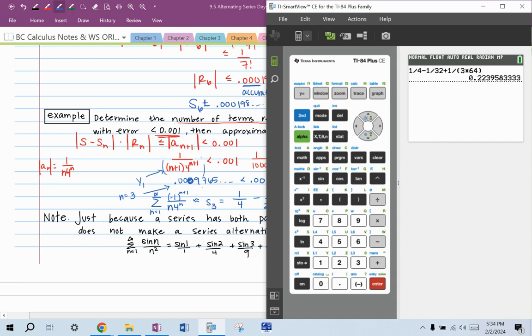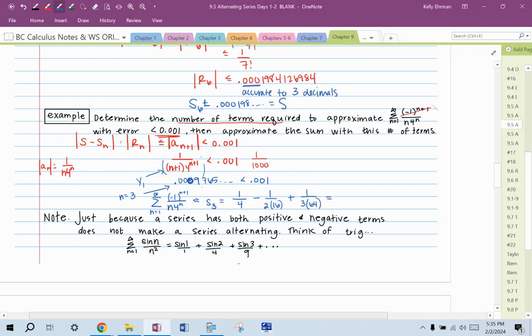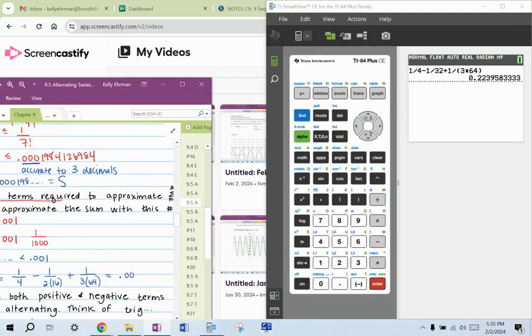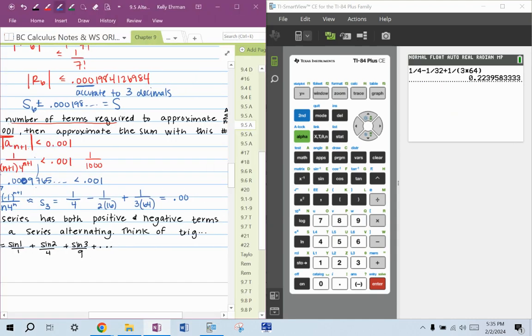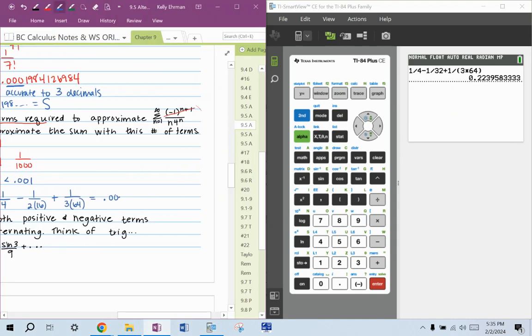So we're saying that the actual sum is about 0.2239583 repeating. And we know that that's only off by less than 0.001. So the first 2 decimal places are accurate for whatever this actual sum is. And again, this is the only time I don't round to 2 places.